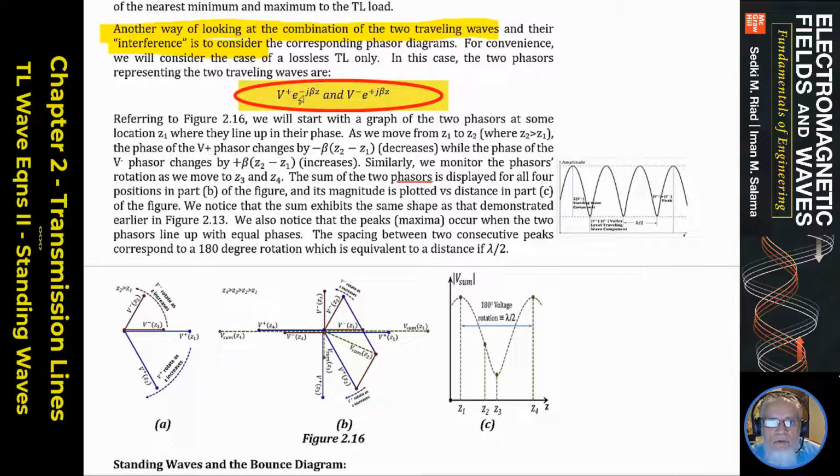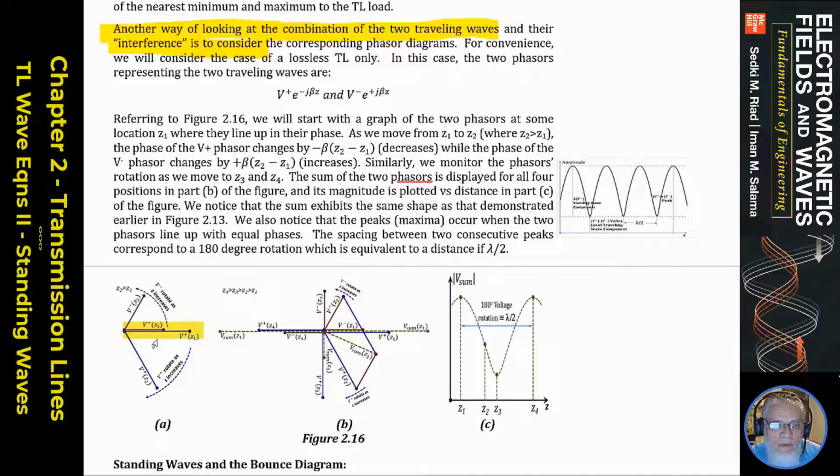These are basically two phasors: the phasor V plus multiplied by a phase change, and the phasor V minus multiplied by another phase change. I'm going to start with a location, let's say right here. Look at this diagram here. These are the two phasors. Suppose at some location they are in phase with each other. I call this Z1.